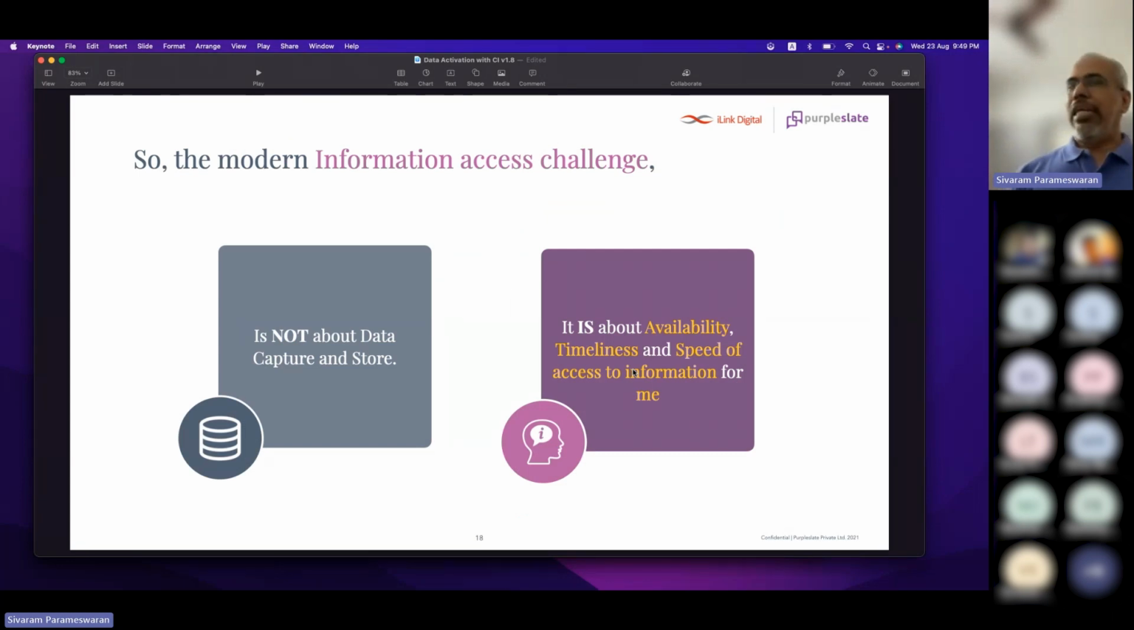So what we are really saying is that the modern information access challenge is not about the ability to capture and store data. The underlying technologies have matured significantly, and the unit cost of storage has come down drastically. So companies are spending an extremely large amount of money and technology in capturing and storing that information.